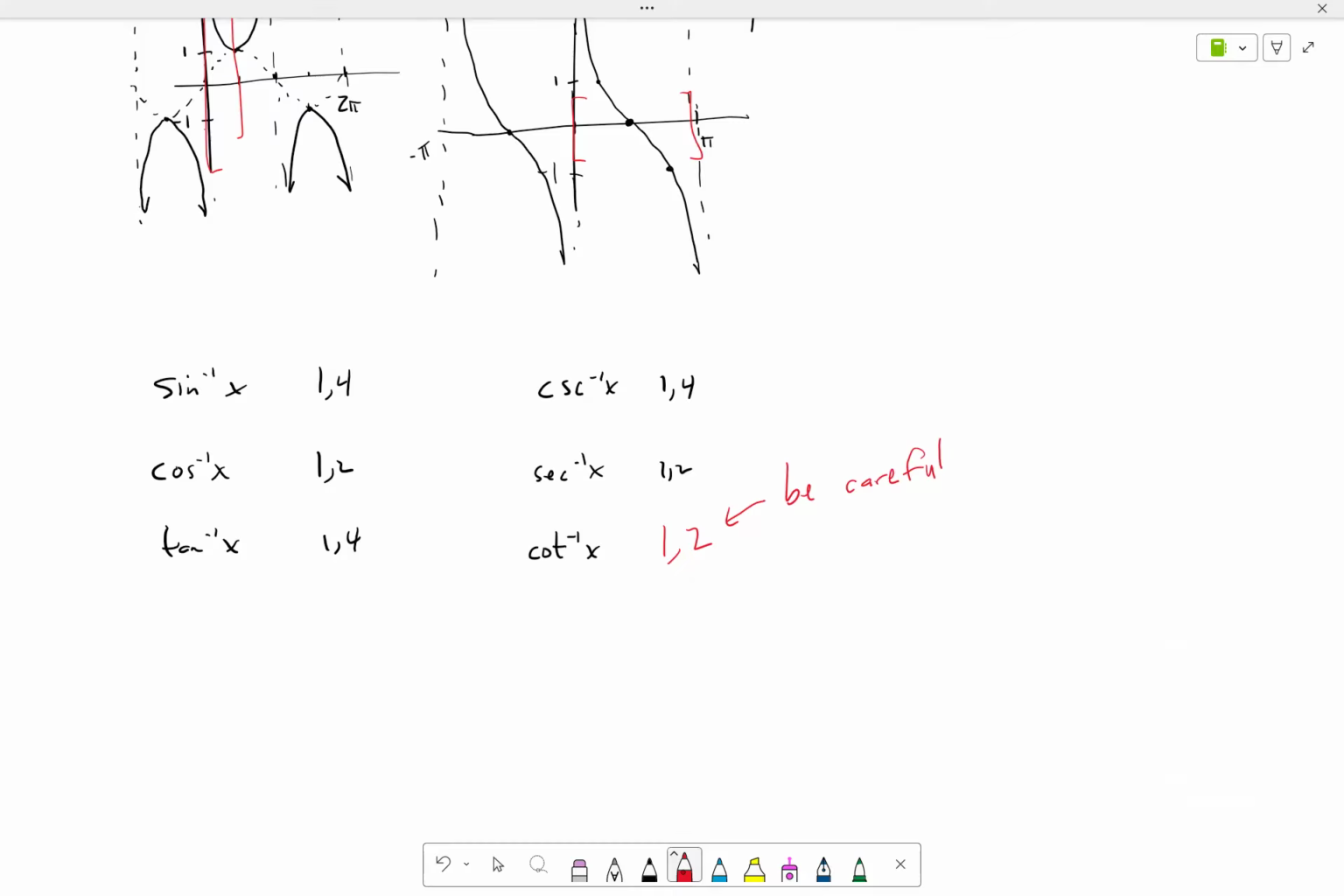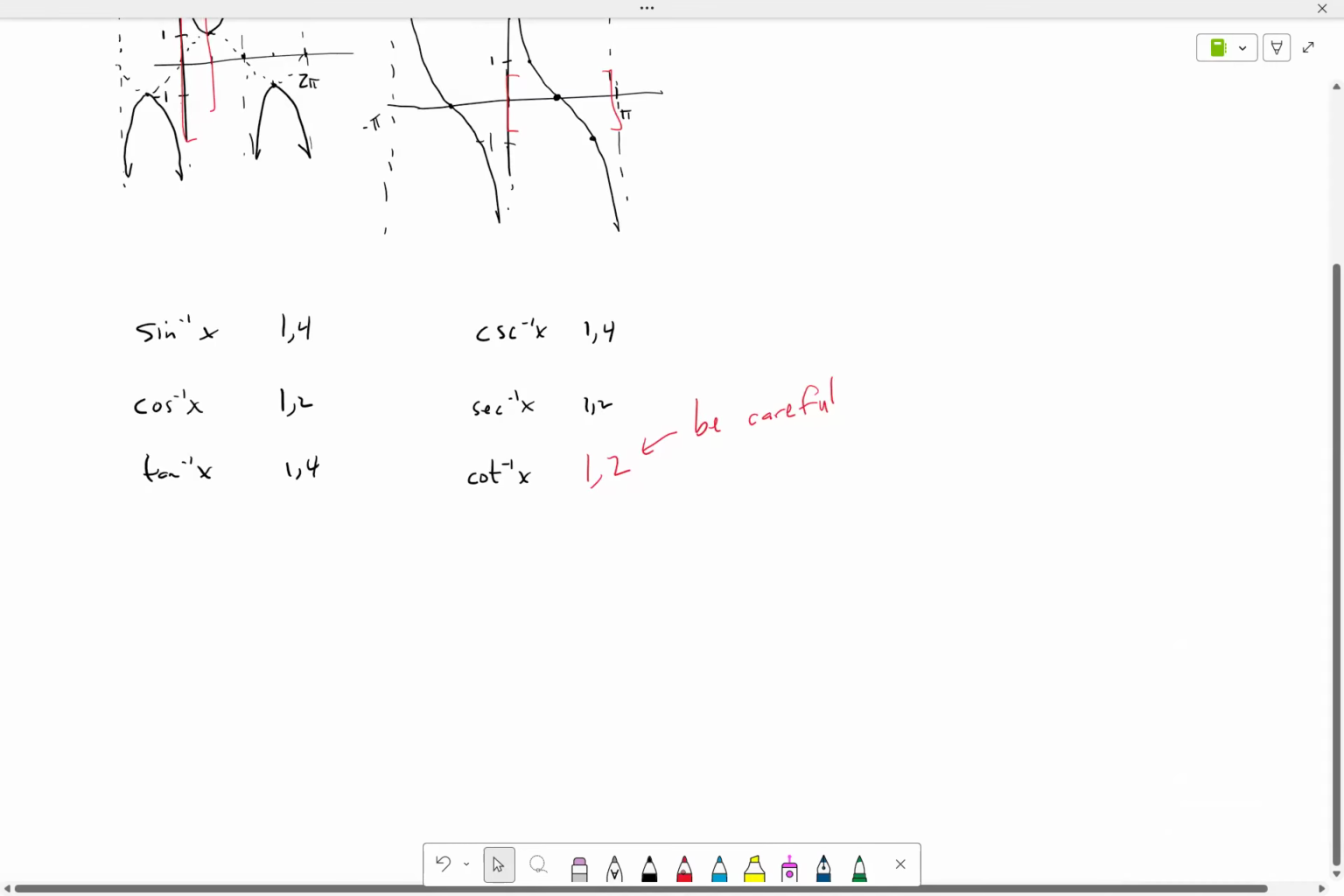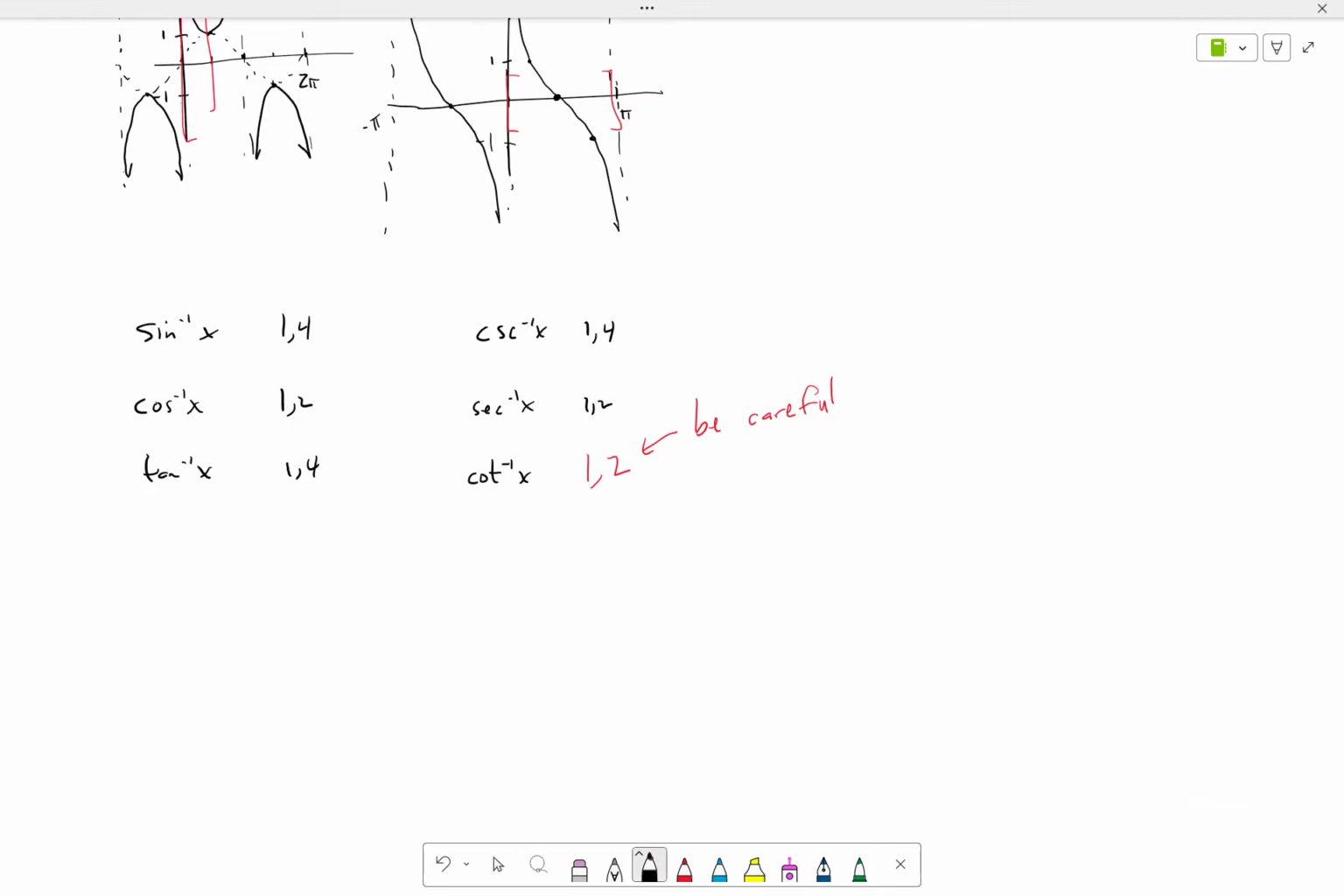So please keep that in mind. If you're answering a cotangent inverse problem, your answer needs to be from 0 to pi. Whereas if you're answering a tangent inverse problem, the answer needs to be from negative pi over 2 to pi over 2. Okay.